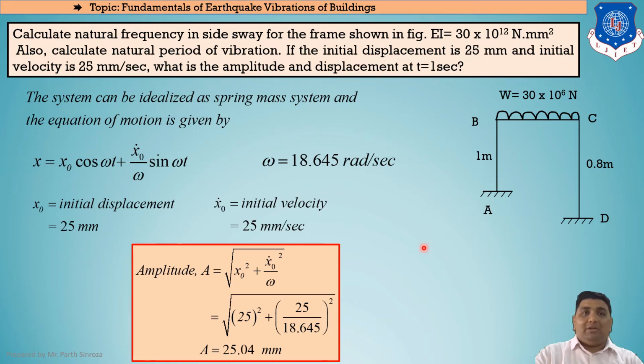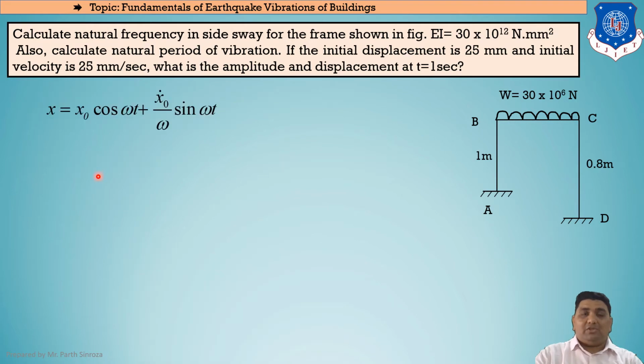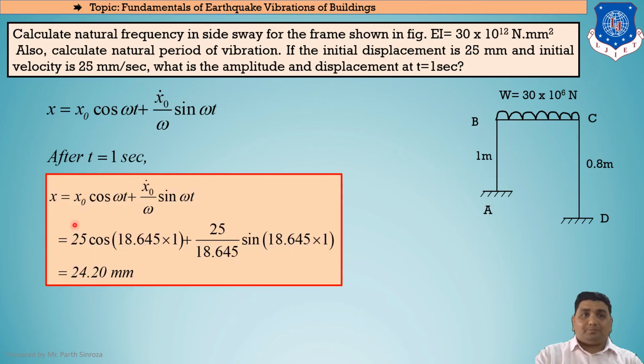Now we will be focusing on displacement. That means we will be using this equation. So again solving it, again every parameter has been prescribed. After t equal to 1 second, the value of x, that is displacement, will be 24.20 mm.